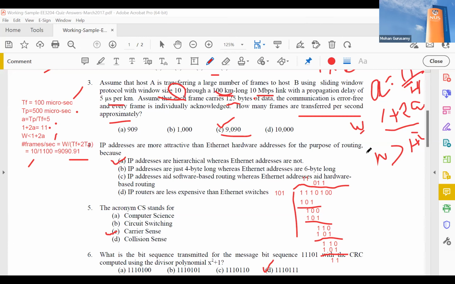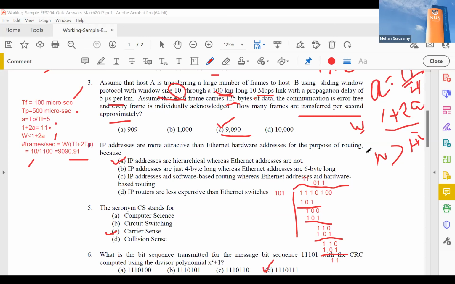The answer is the first one, because if you look at the second one, we don't prefer IP addresses for routing just because they are 4 byte long. It's not based on the length of the addresses. It is based on the hierarchy. In IP addresses, some bits will represent the subnet, which you'll be studying in detail in part 2. That will tell, okay, this is a network in NUS, this is a network in this country. That is very much required to forward the frame towards that particular network. So for routing purpose, we want the hierarchy.